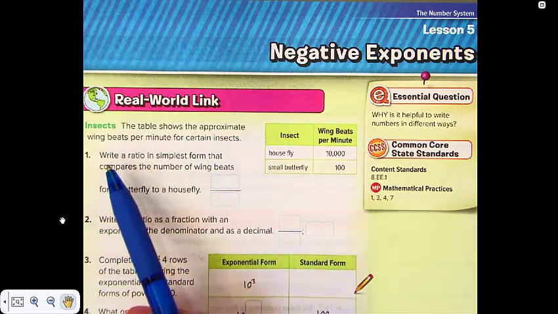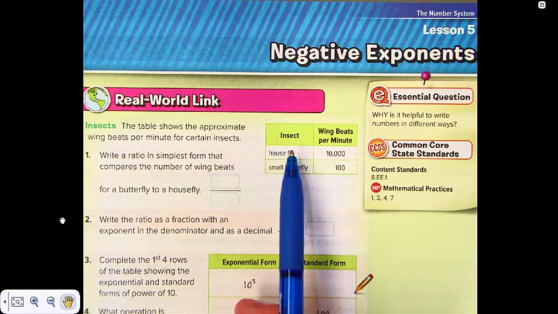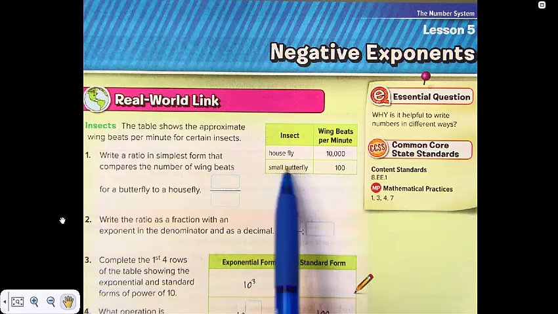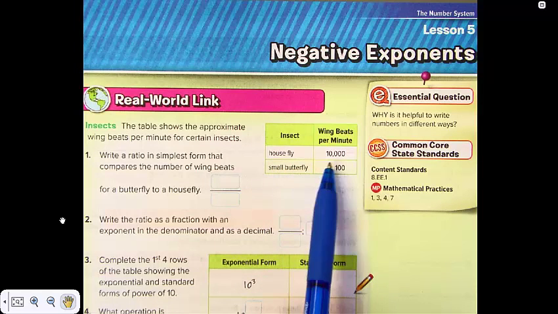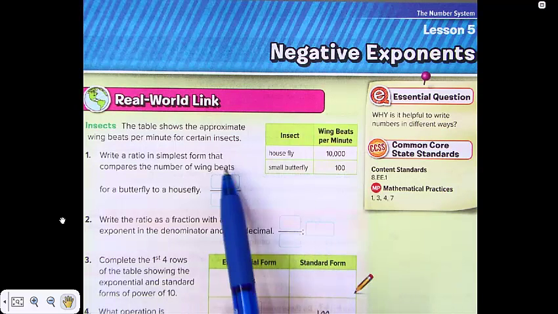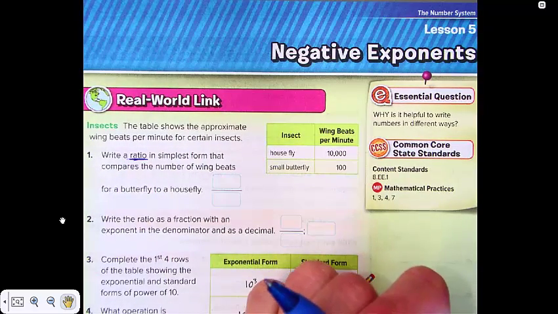Number 1 wants us to write a ratio. If you read over this, it is a table of wing beats per minute of a small butterfly versus a housefly. As you can see, the housefly beats its wings a lot quicker than a butterfly does. And it says write a ratio. Well, anytime you see the word ratio, that means that you're going to write a fraction.